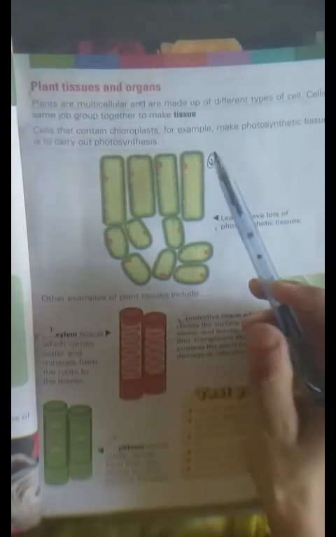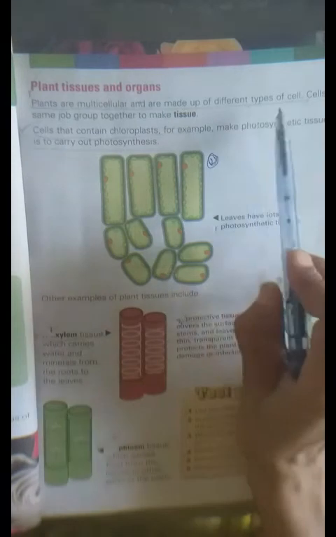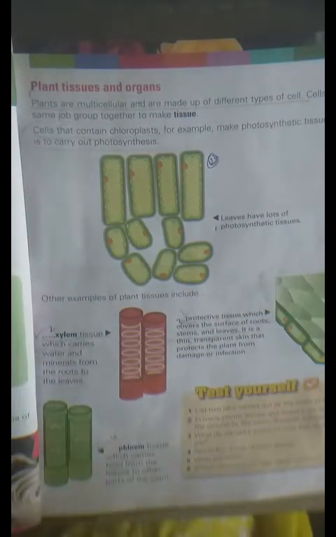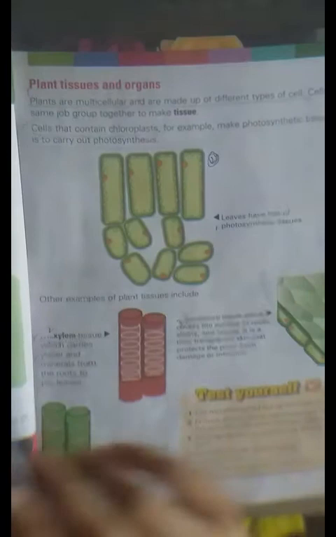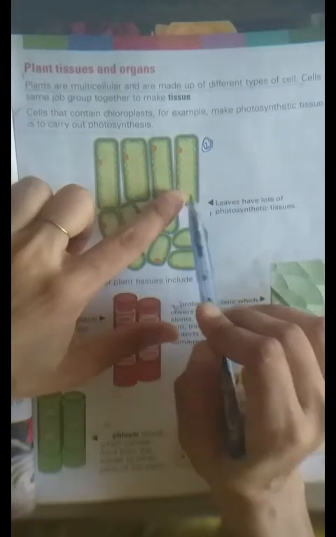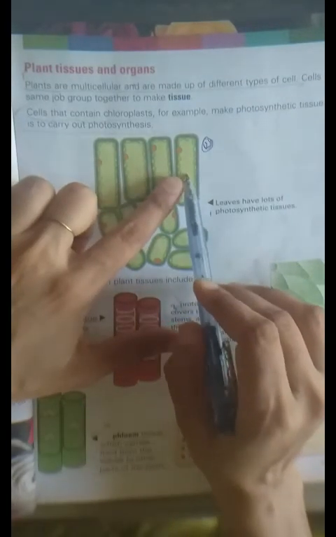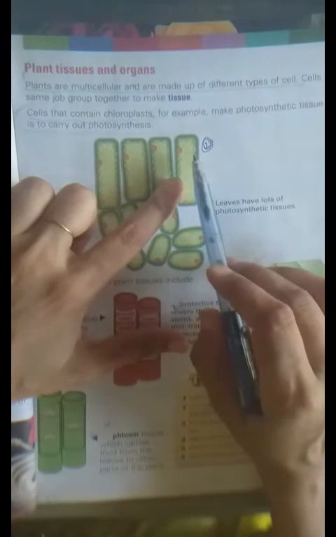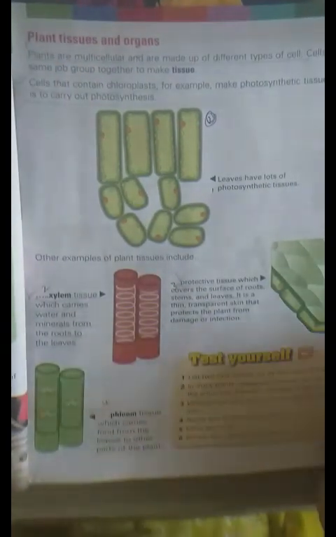There are so many tissues of the plants. As you know, plants are also multicellular organisms made up of different types of cells, and cells that do the same job group together to make tissue. These are some cells of the plant tissues which contain chloroplast. What is chloroplast? Chloroplast is a pigment through which the plant does photosynthesis, through which the plant makes its food.